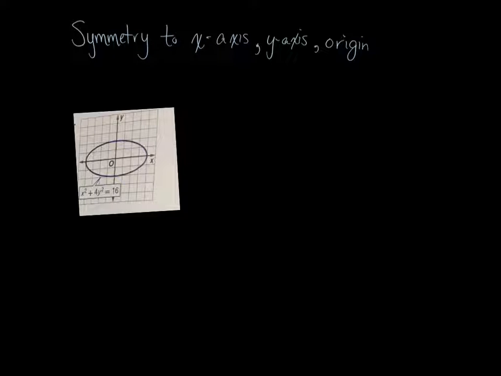We'll start with x. In order to test whether something is symmetric to the x-axis, you set the y value at its opposite value. So instead of saying we have y, we're going to have it as -y. So I'm going to write out our original equation that we're given. We have x squared plus 4y squared equals 16. And what we do here, we'll just say this is the test.